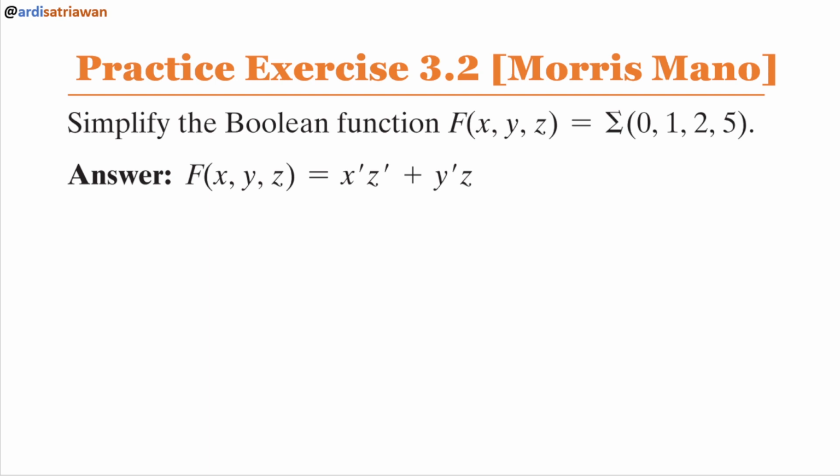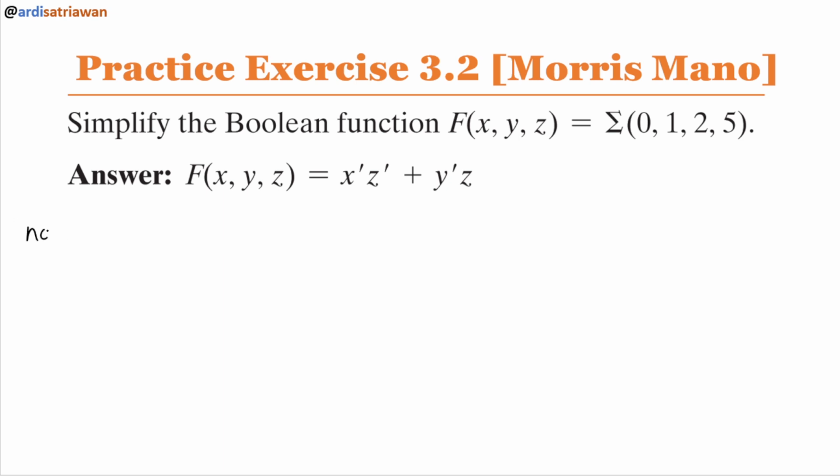So the question is: simplify the Boolean function F(x, y, z) = Σ(0, 1, 2, 5). We have 0, 1, 2, 5 because we have three variables here. Let's convert these 0, 1, 2, and 5 into 3-bit binary.